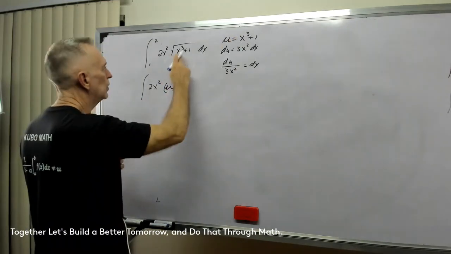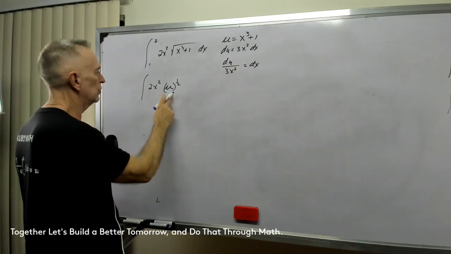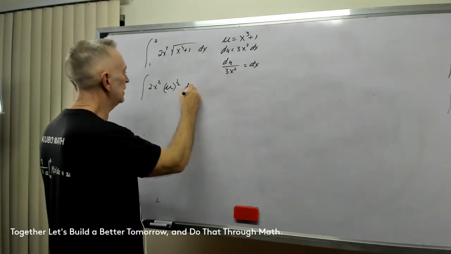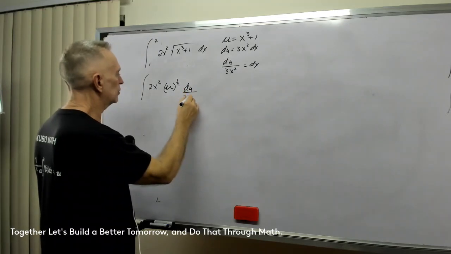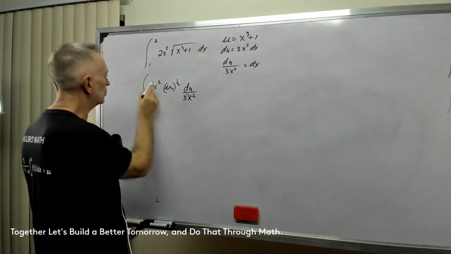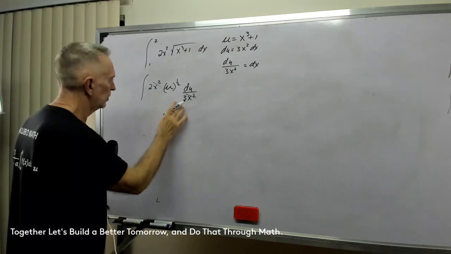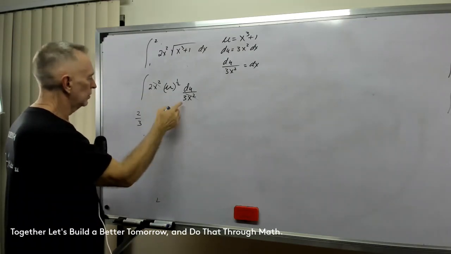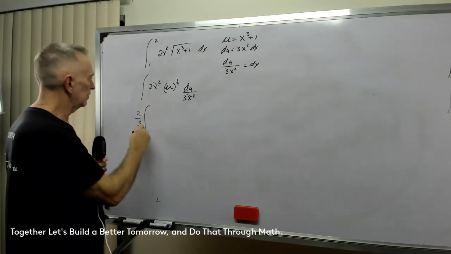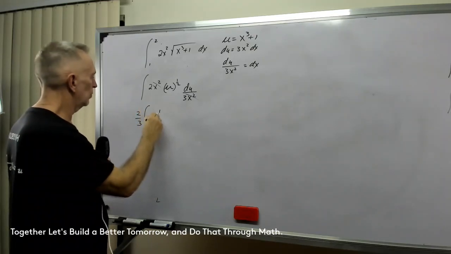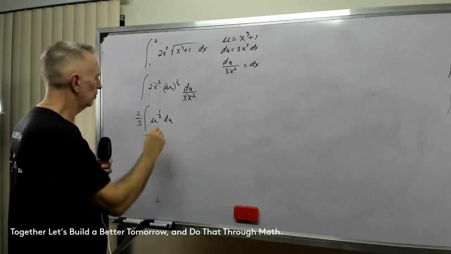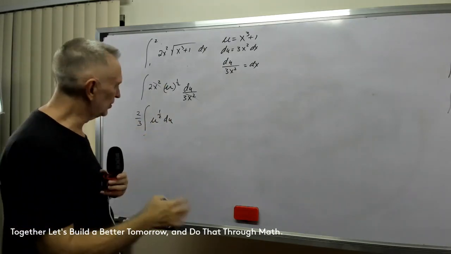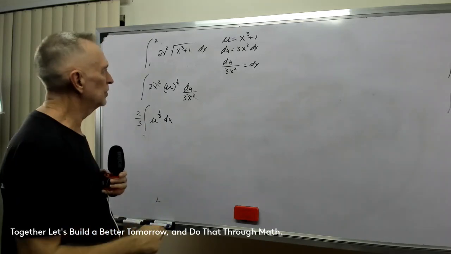So that was u, everything that's inside or under the radical, so u to the 1/2. dx is du over 3x squared. So the x squared terms cancel, but I'm going to take this 2 over 3 to the outside times the integral of u to the 1/2 du. It's amazing how this starts simplifying so much. U sub is awesome.